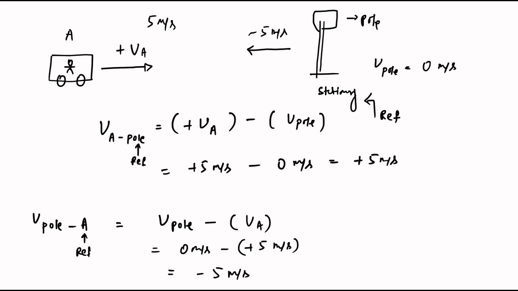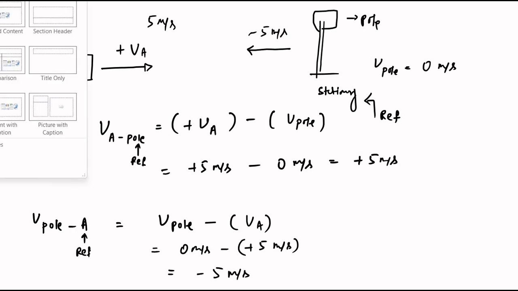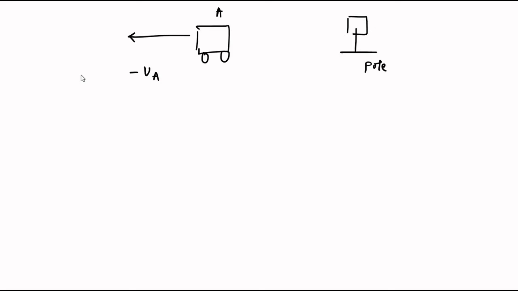So let us consider another situation so that we are crystal clear about this. Same case, we have a stationary pole on the road, and we have a vehicle which is moving away from it. So in this case it will be considered minus VA. Pole is stationary. It will be minus VA because it is moving towards the left.